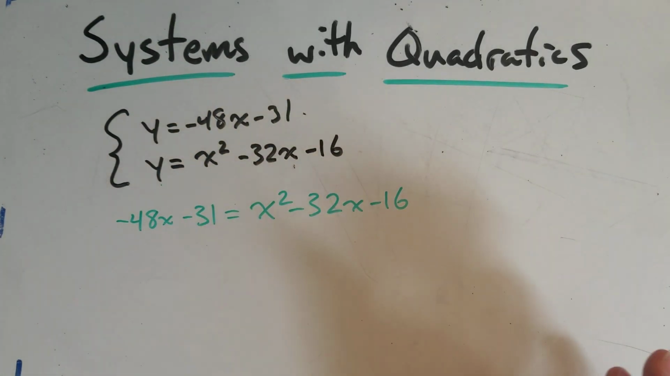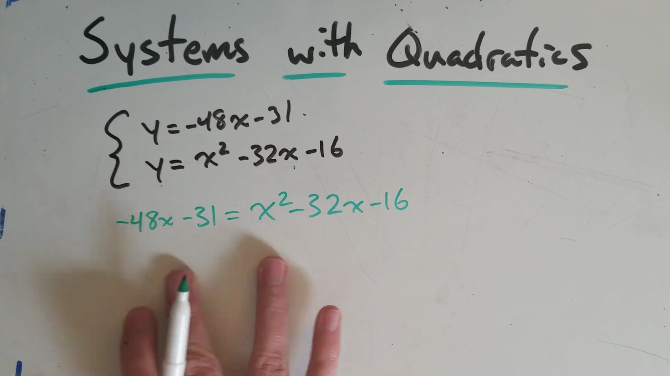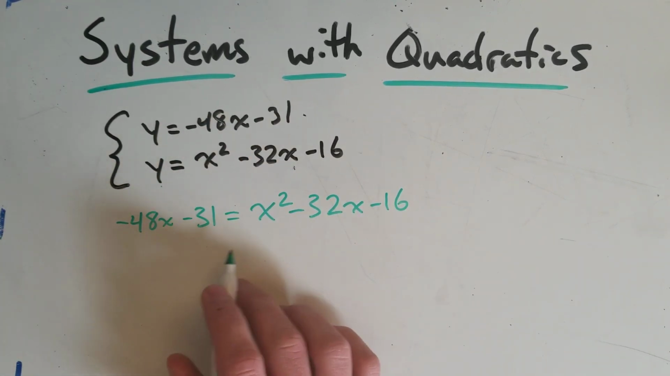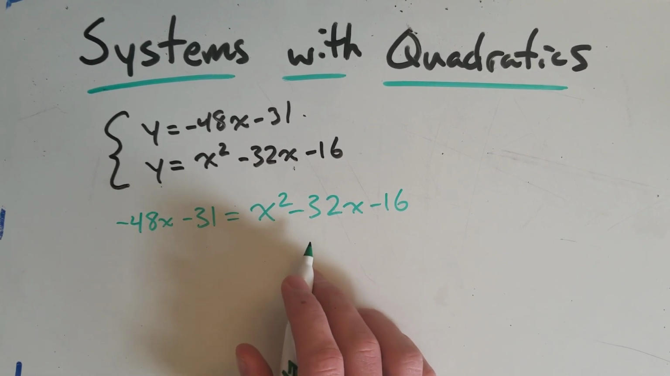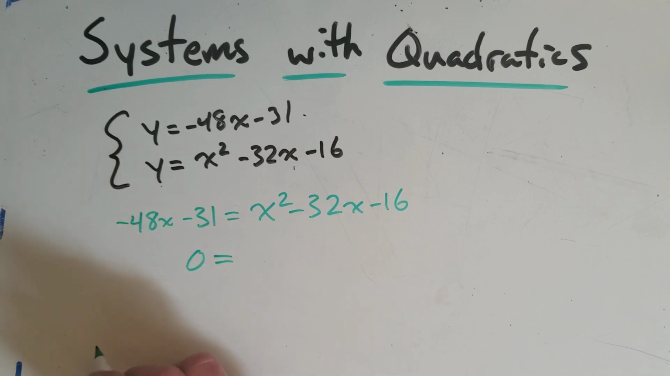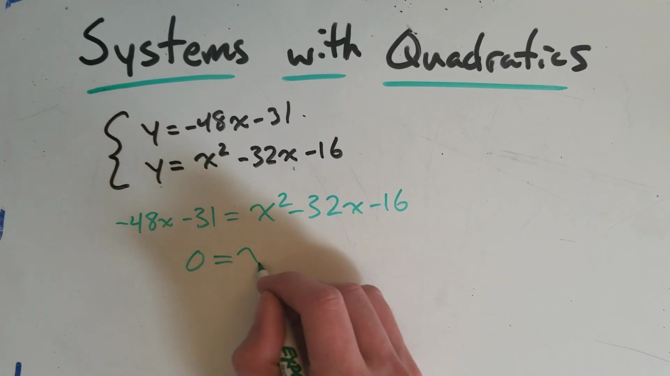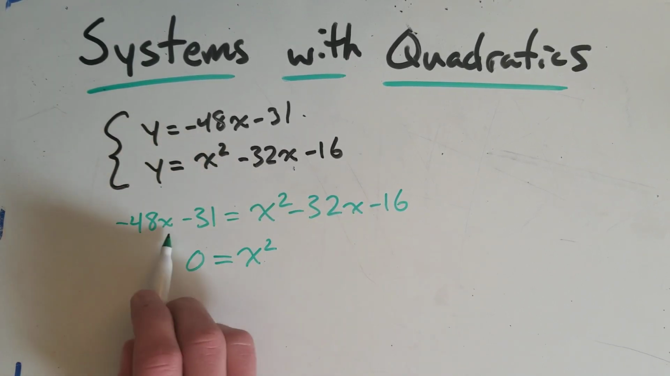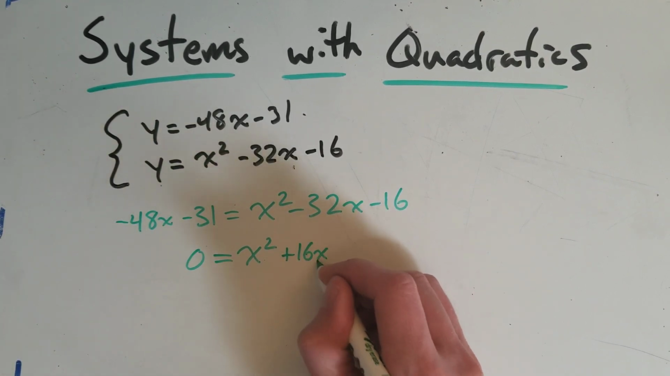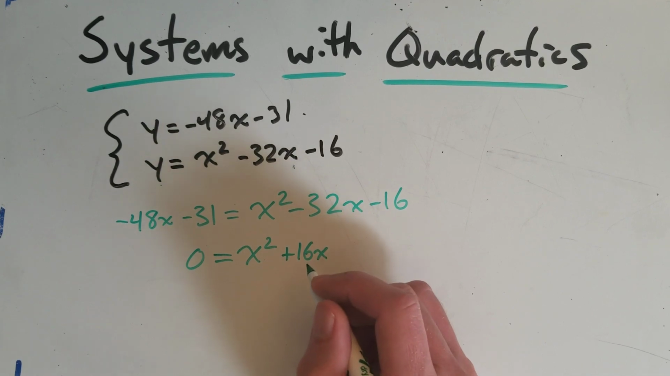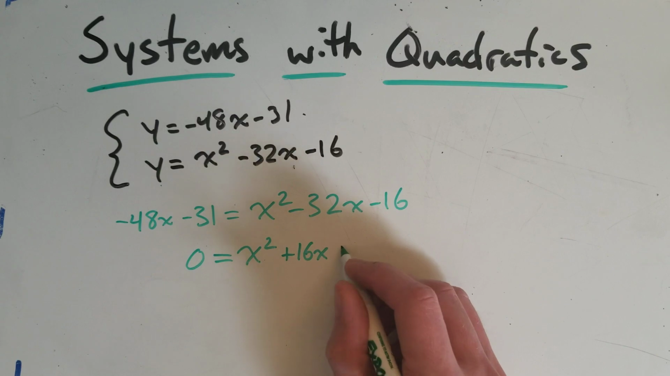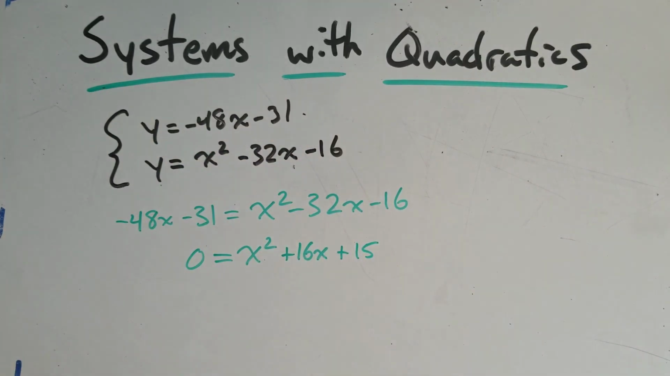And now we're just solving an equation. So we're trying to find the values of x that make this equation work. Notice there's no more y's. That was the point of the substitution. So to solve a quadratic, you can use any method that we really want to. I'm going to get everything to one side and have 0 left on the other side. So to do that, we only have 1x squared, but I'm going to add 48x to both sides, so we should end up with plus 16x. And then I'm going to add our 31, and we'll end up with plus 15 over here.